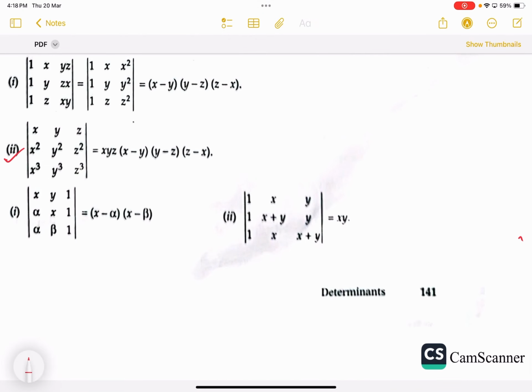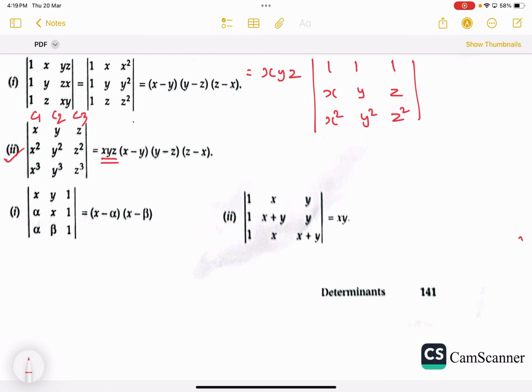So by saying, you can understand that in column 1 x is common, in column 2 y is common, in column 3 z is common, right? So taking the common out from column 1, column 2, column 3, take x, y, z common out. So what will be the remaining? 1, x, x square. 1, y, y square. Right? And 1, z, z square. So by that you got x, y, z outside.